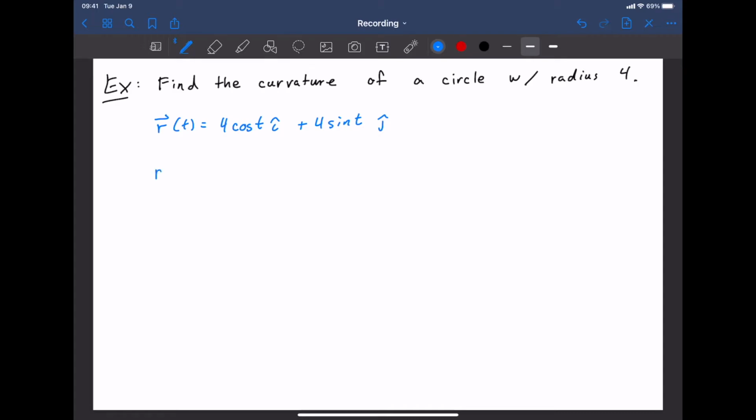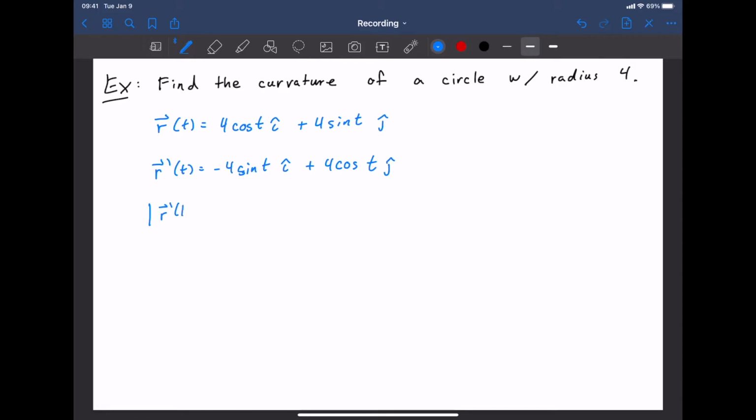So you can do r prime pretty easily. It's going to be negative 4 sine t plus 4 cosine t. And to check your understanding from the last video, we're not asked to find the curvature at a specific point. For a circle, it's always going to be the same. It's always turning the same amount.